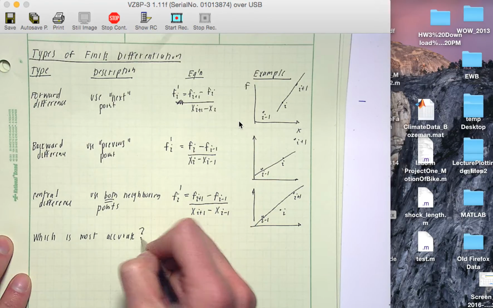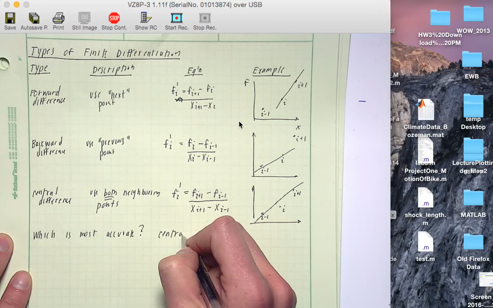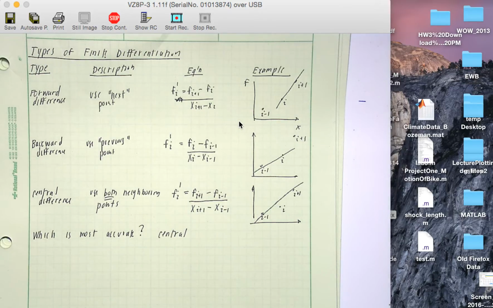The first is that central is most accurate. It's using two pieces of information from your function or from your data, so it's better. It's going to have higher accuracy. But each point is only using one other point. So all the points get used to calculate the slope at all the different points, but each point's only using one point. What was your question?